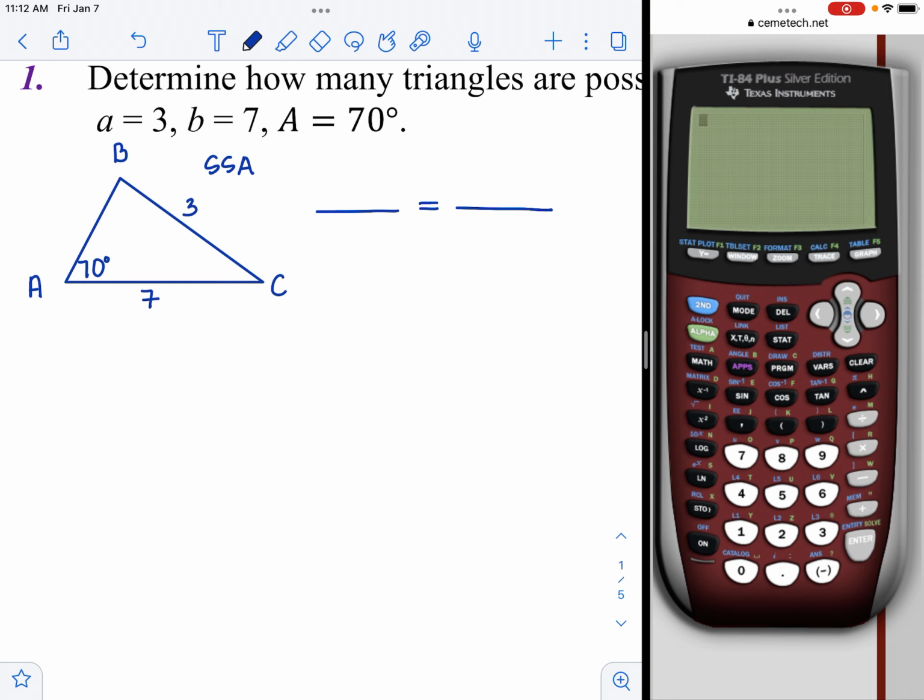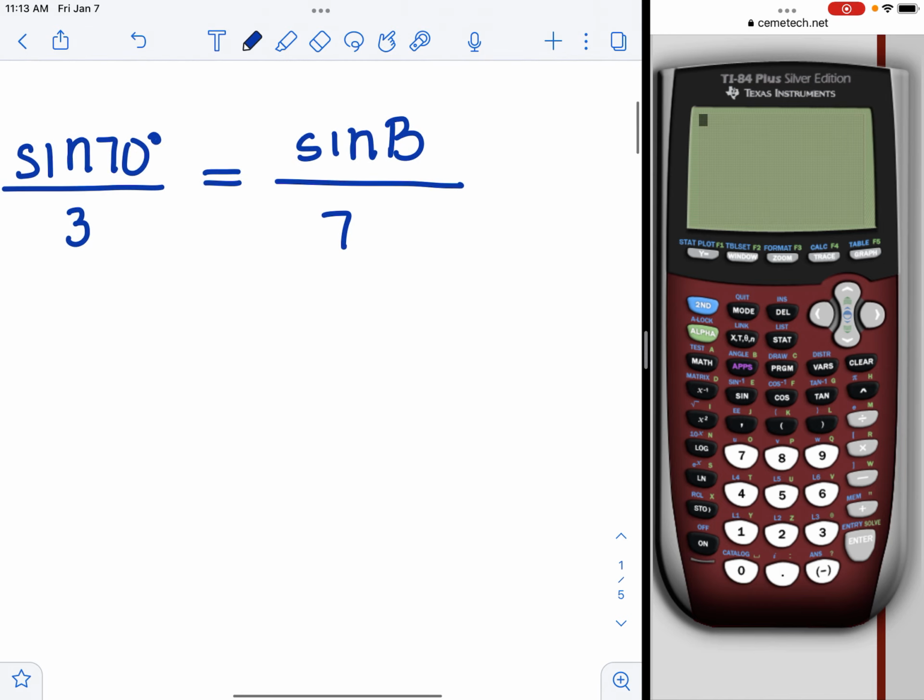I'm going to set up my proportion. I'm going to start with a ratio that I do know, which is sine of 70 over 3. And then a ratio that I don't know. So I have this 7, so I'm going to have to use angle B. So sine of B over 7. And now I'm going to cross multiply and solve for angle B. Remember, I do have to check to see if this is 1, 2, or no triangles. If it's no triangles, then I can stop. But if I do get an answer, I have to check to see if it's a possibility of 2.